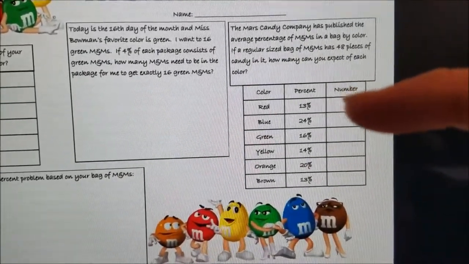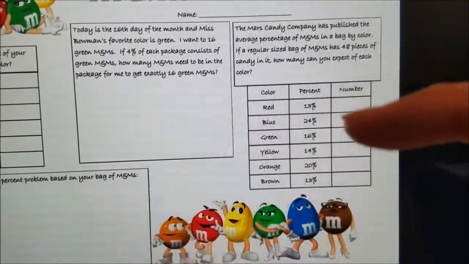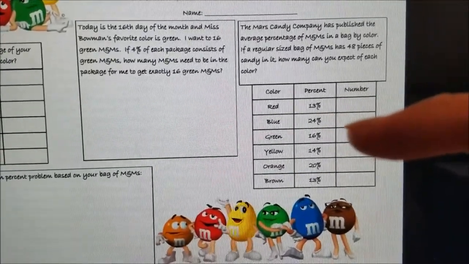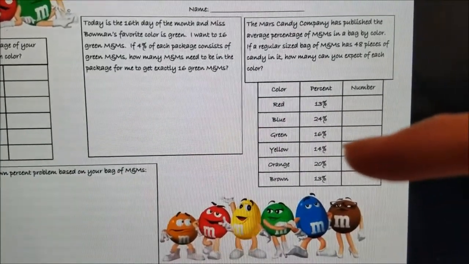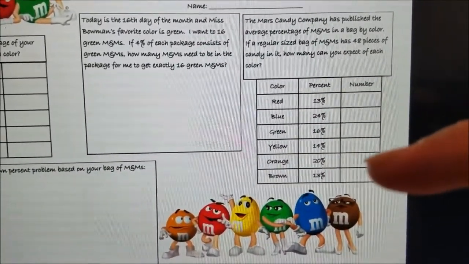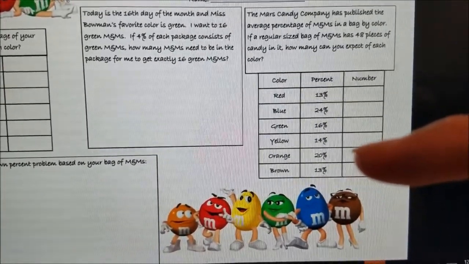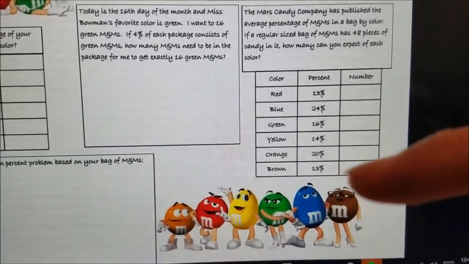The color red should be 13%. The color blue should be 24%. The color green should be 16%. The color yellow should be 14%. The color orange should be 20%. The color brown should be 13%.